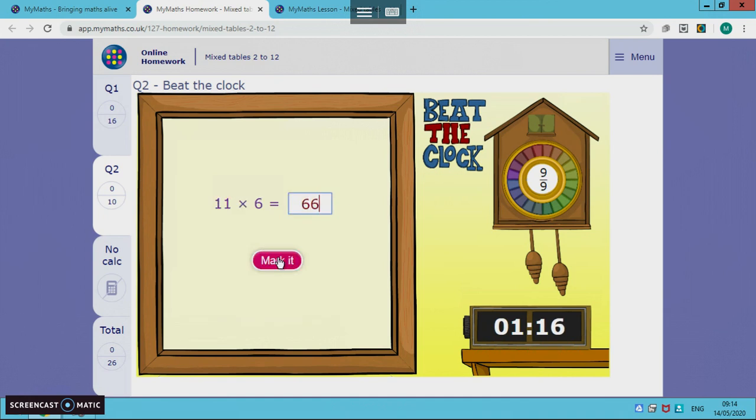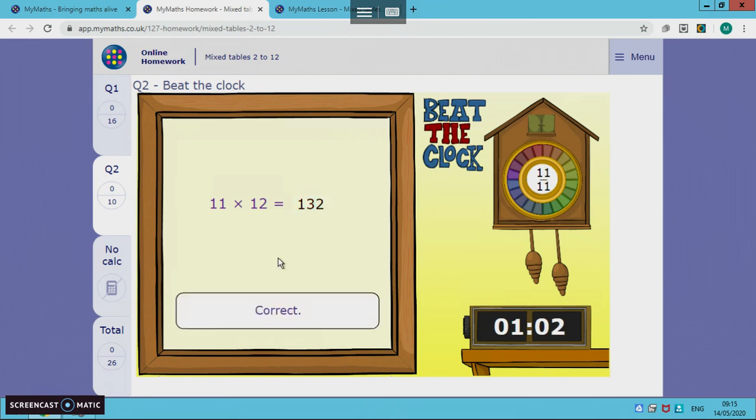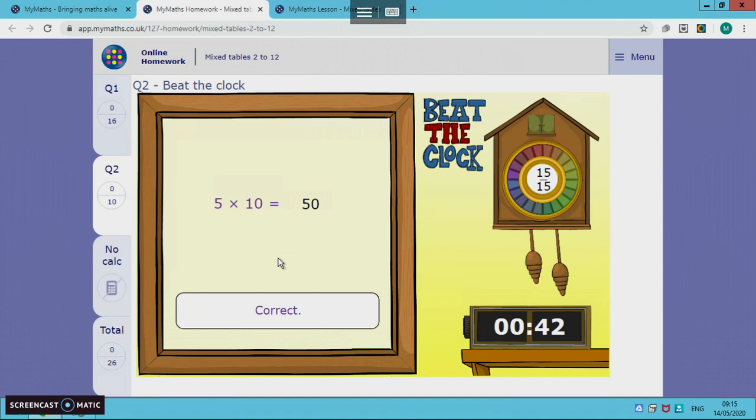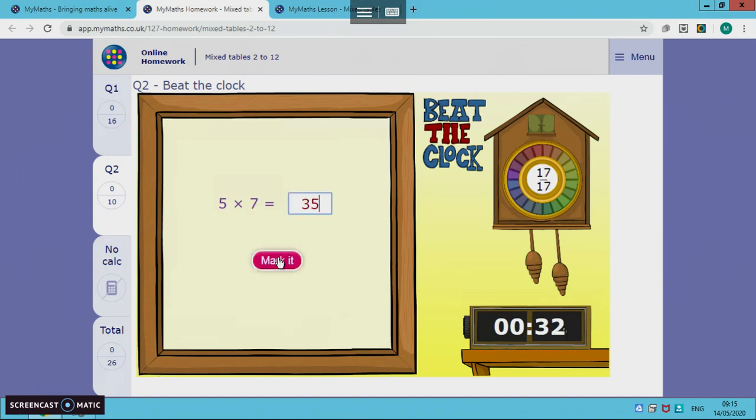11 times 6, 66. You'll probably be able to go a lot faster than me. Oh, 11 times 12. So 10 times 11 is 110. Add 22, 132. I hope that's right. Oh, yes. 54 divided by 6 is 9, because 9 times 6 is 54. Sometimes you might be asked to do the other way round, so divide. 2 times 11, 22. How many 10s go into 40? 4 of them do. 5 times 10, 50. 10 times 8, all these are easy ones, aren't they? There we go. 6 times 2, 12. 5 times 7, 35. 3 times 11, 33.